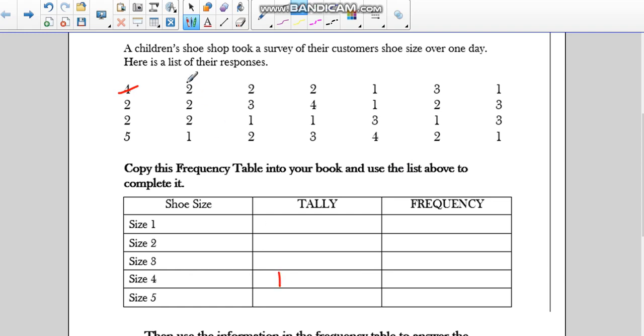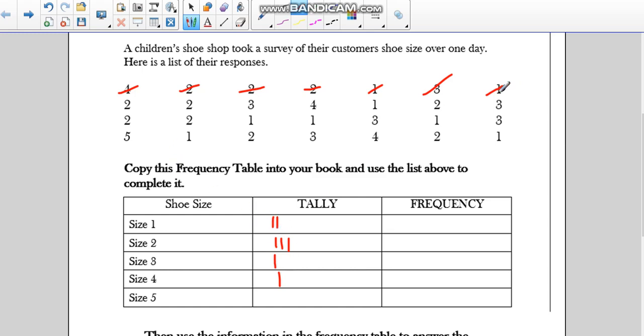Okay, then I can see I've got a 2, 2, 2, so because they're all the same, I'm going to cross those out together and put in 3 tally lines there. But the next one's a 1, so I cross that out and put a 1 in there. 3, cross that out and put a tally line there. And 1, oops, cross that out and put a tally line there. And then we work our way through the next line. That's the best way to do it.